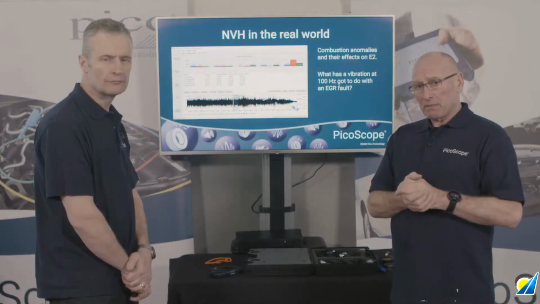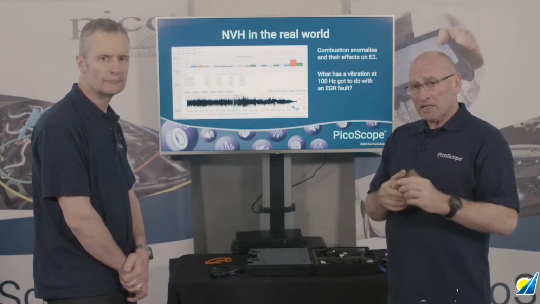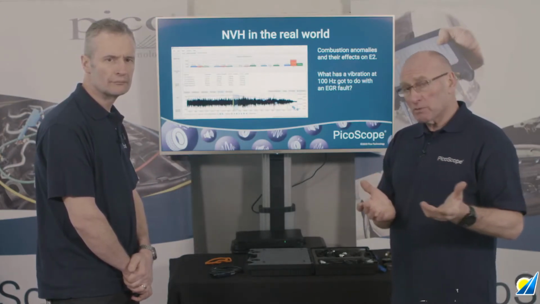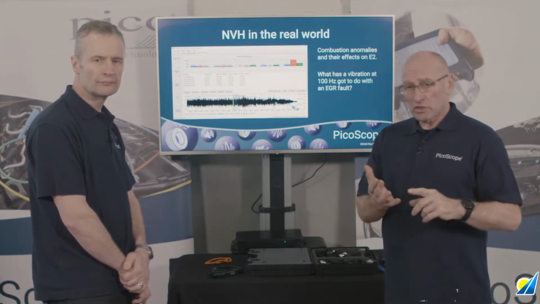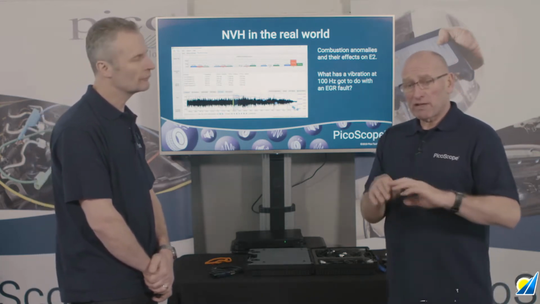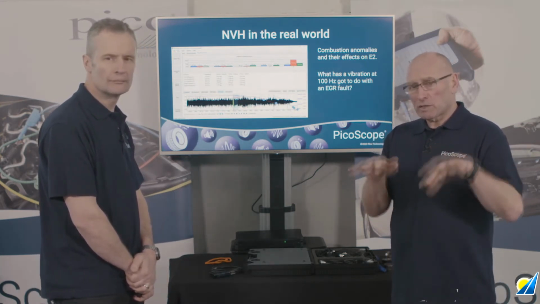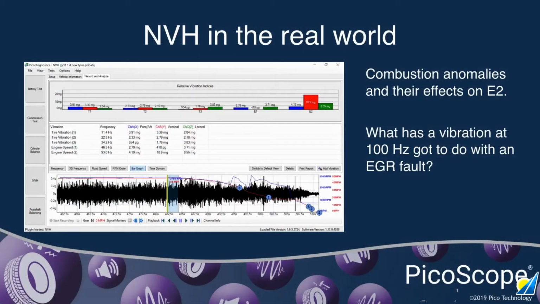It seemed to be particular to a certain engine speed, and you'll see from the graph we're going to have a look at in a moment that the gear ratios, engine speed, road speed, and final drive were all entered, so we knew exactly what road speed range the vehicle was at. And you can see this rather high E2 event. So Steve, perhaps we can have a look at this. 46 miles per hour, 2,700 RPM.